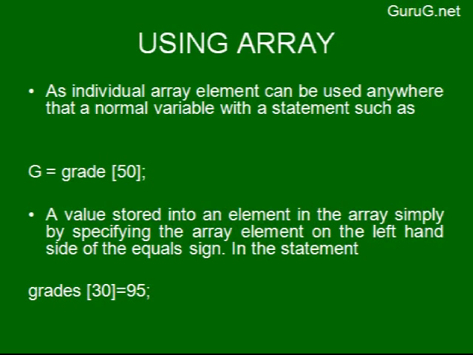Next, you can also assign a value to a particular location. For example, you are assigning the marks, grade of 95 to grade of 30, that is, the 30th student has obtained a mark of 95. Then you can just use it like this. Then there is one important point: the array index starts from 0, not from 1. So if you are saying grade of 30, then you are storing the 31st value in it. So this is a very, very important point. The array index starts from 0.